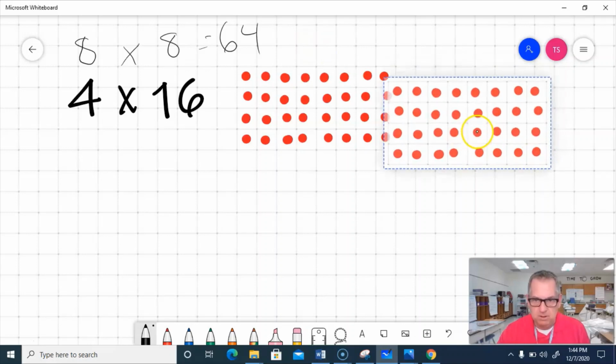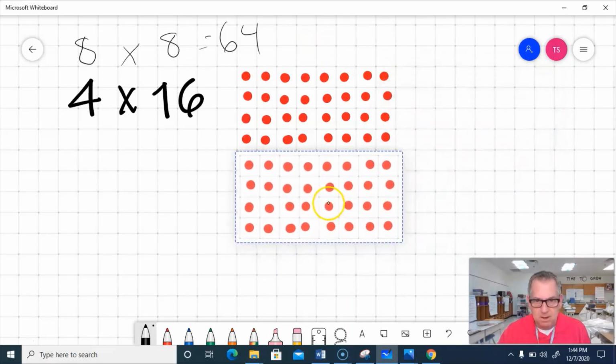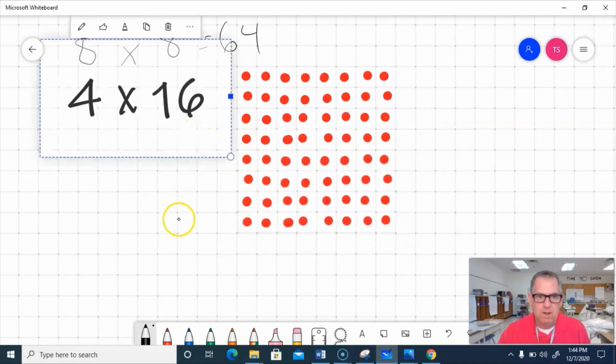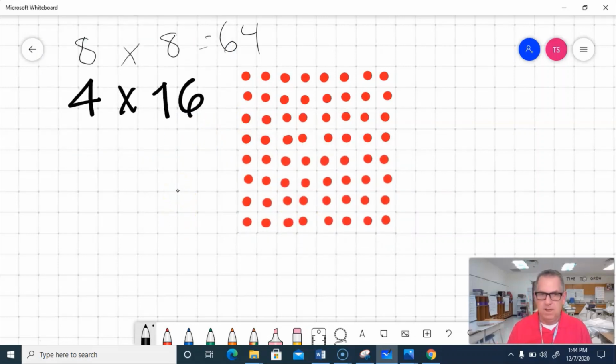And this is what it would look like if I just move my array around and I cut it in half and I'm basically doubling it. So now I have an array of 8. You can see it's 1, 2, 3, 4, 5, 6, 7, 8 by 1, 2, 3, 4, 5, 6, 7, 8. It's going to be the same amount.